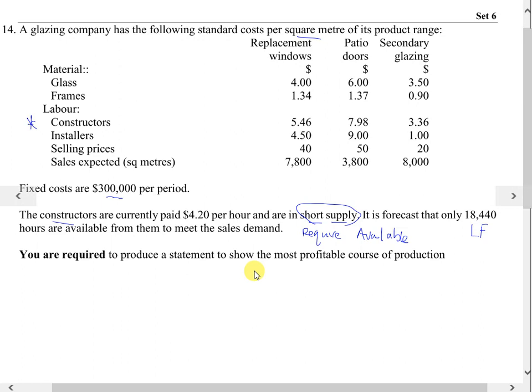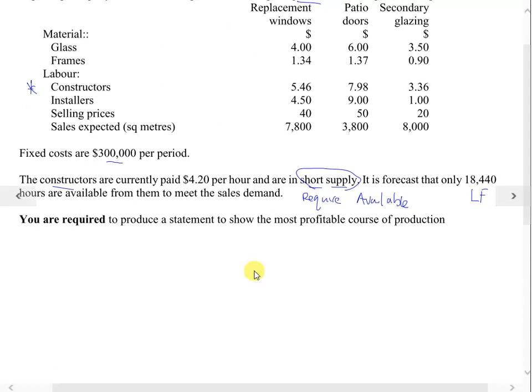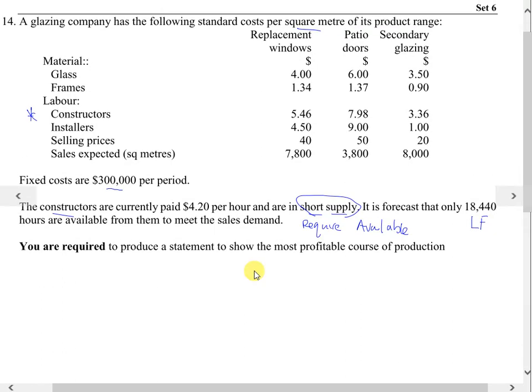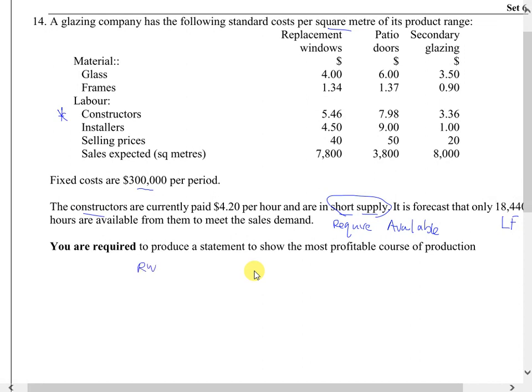18,440. So the limiting factor is found. Let's calculate the contribution per unit, then the contribution per limiting factor, so that we know how to allocate these 18,440 hours to the production of replacement window, partial, or secondary glazing.